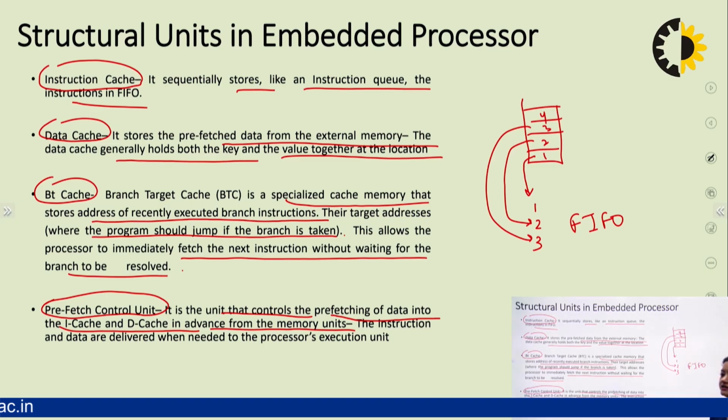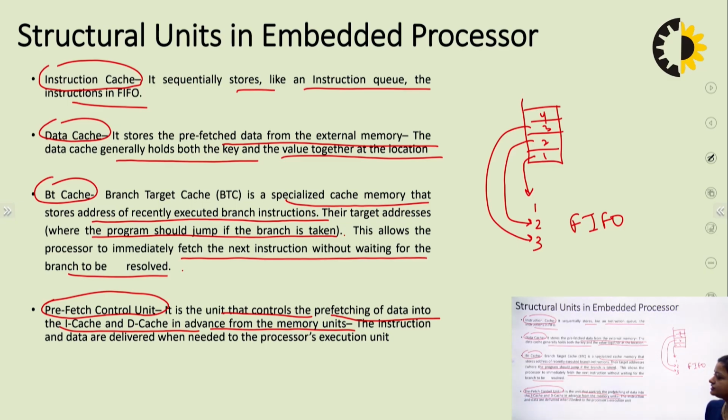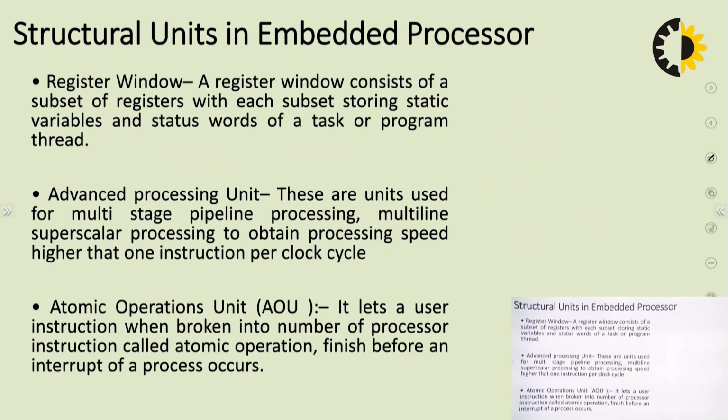Okay, so it is basically associated with instruction cache and data cache memory, and whatever the functioning of these different registers or cache memories is, it is controlled by your prefetch control unit. Then we have a register window. It consists of a subset of registers, with each subset storing static variables and status words of tasks of the program or thread. Okay, this is a simple register memory of your processors.